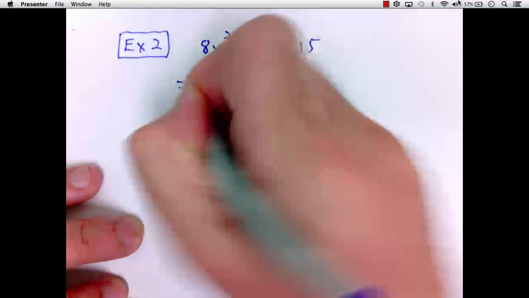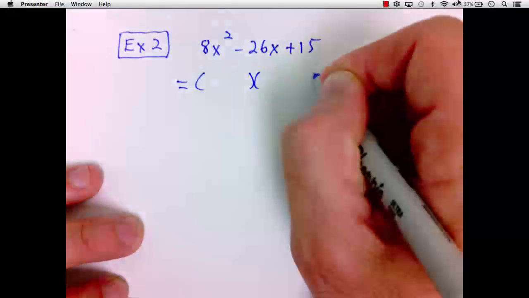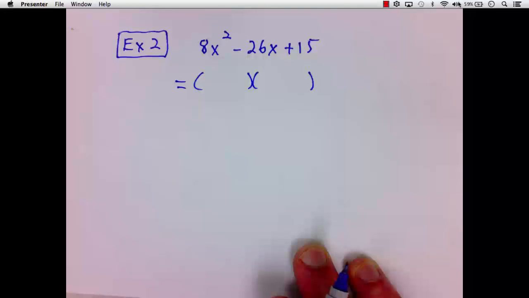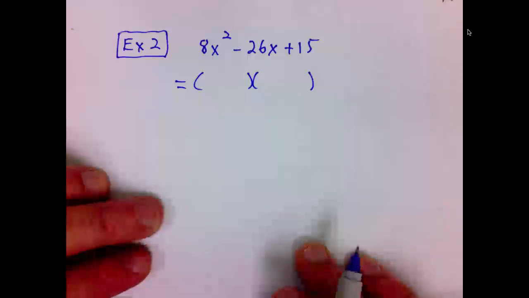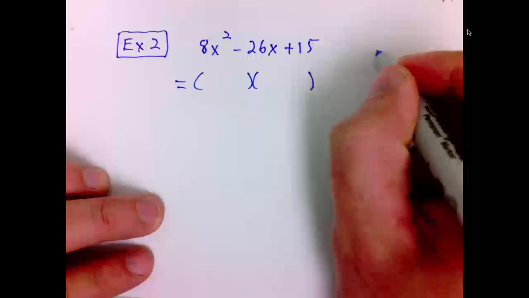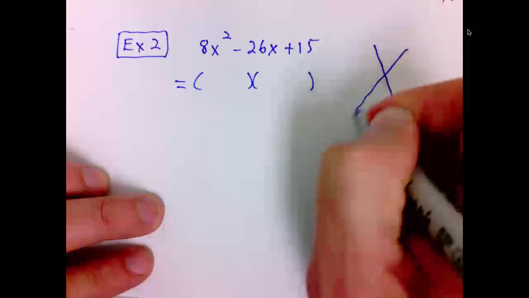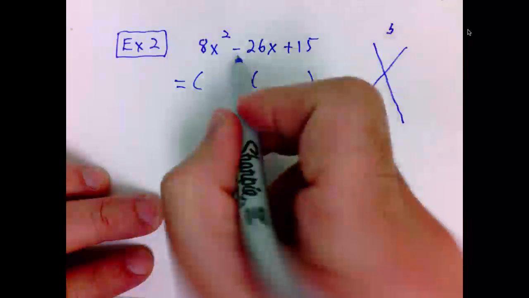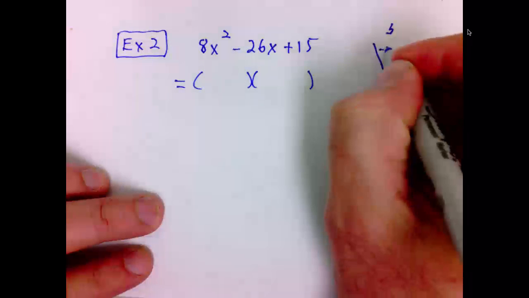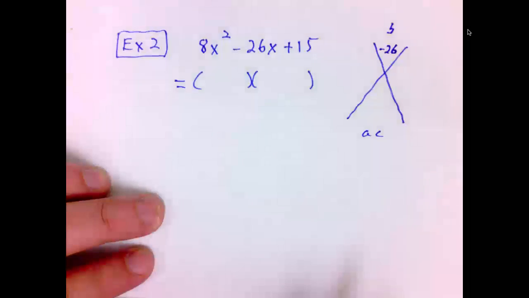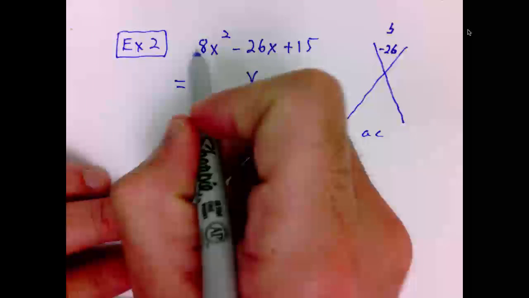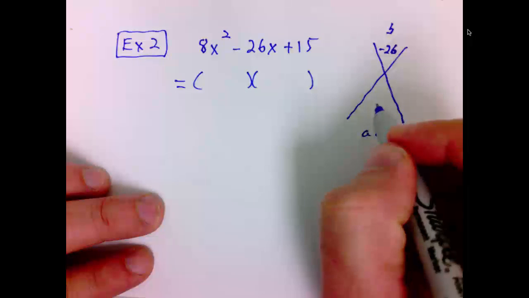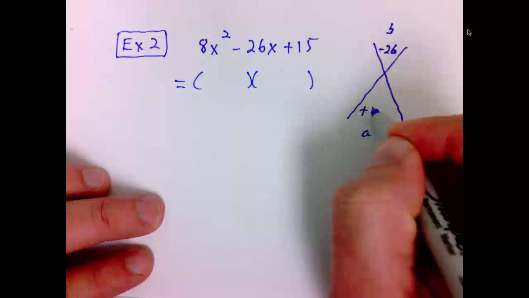Well, we know we will have two binomial factors. Come with our big X. B in the top, A times C in the bottom. Well, B in this case is a negative 26. A times C, A is 8, C is positive 15. 8 times 15 is a positive 120.